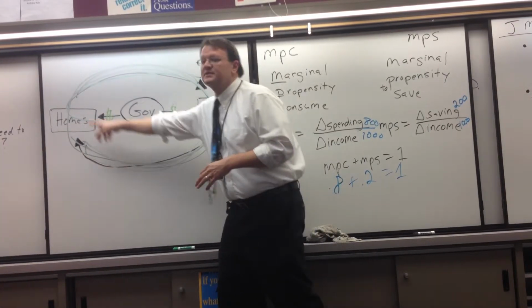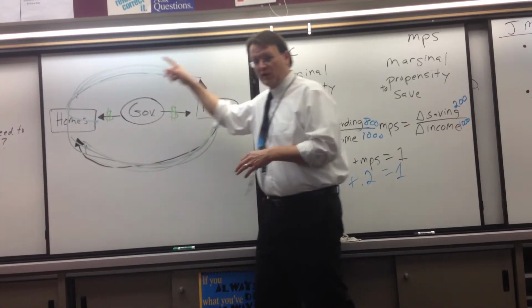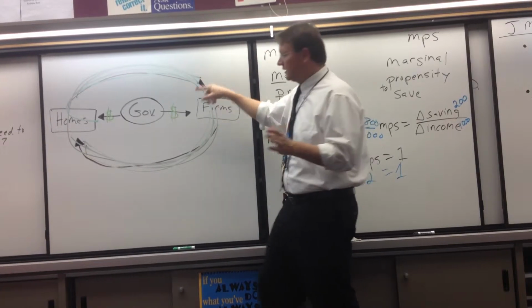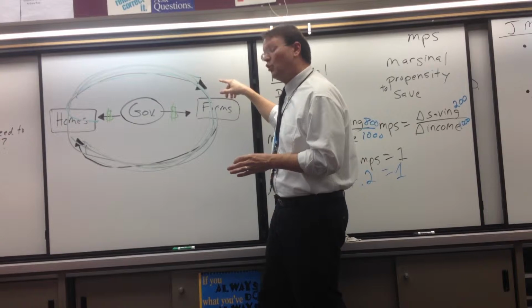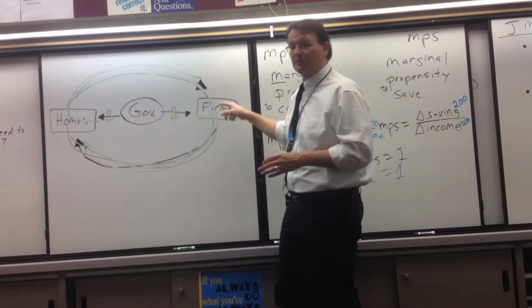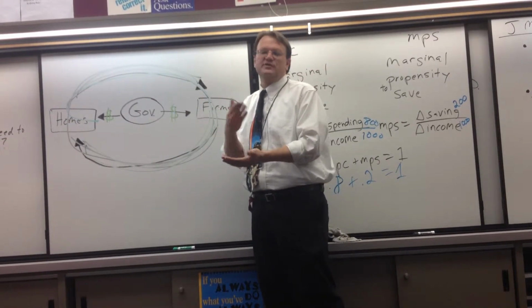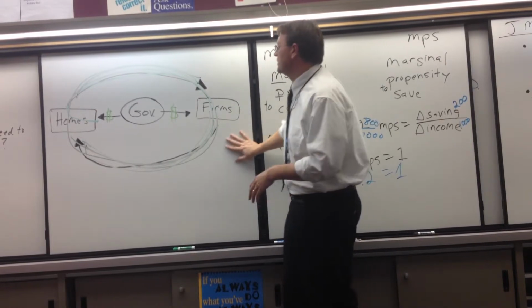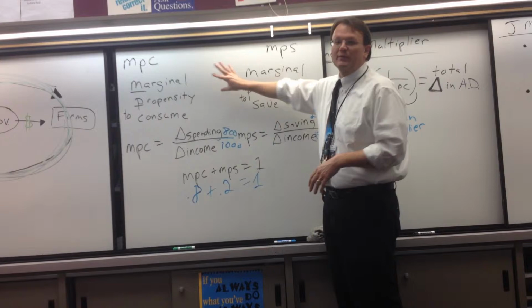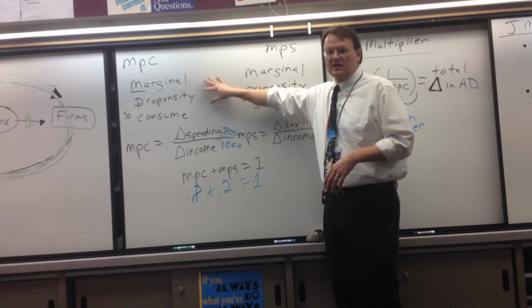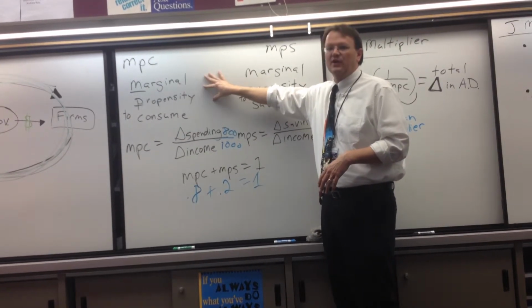Your spending becomes someone's income. Whenever you spend money at Burger King, someone gets paid for that. You spend money at Old Navy, someone got paid to help create the clothes and sell the clothes and market the clothes and write those cool commercials. This is how we measure those changes. This is how we measure people's behavior. Okay?